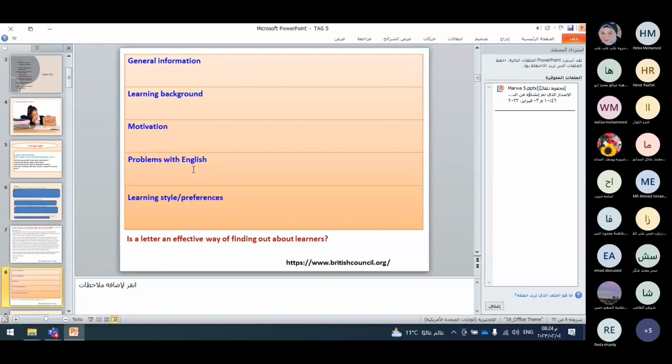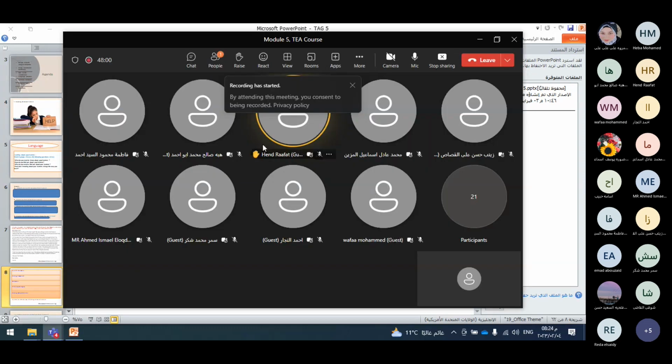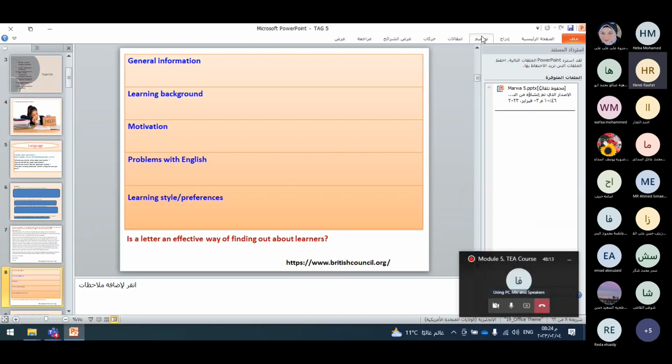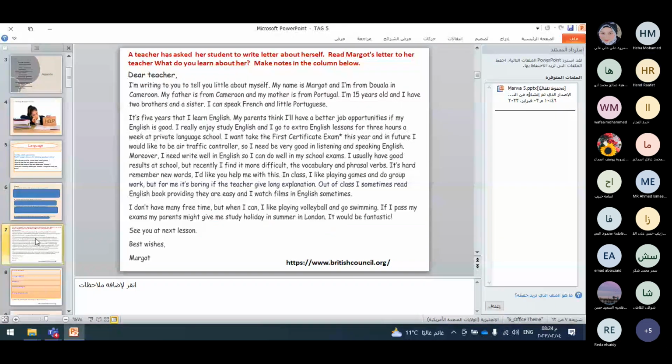Let me see. I guess our colleagues are raising their hands. We have here Mr. Muhammad and Mrs. Hind. Mrs. Hind, go ahead. I think her problem is that she can't remember new words, finds it hard, and has problems with the vocab and phrasal verbs. Also, she wants to improve her listening, speaking, and writing in English.